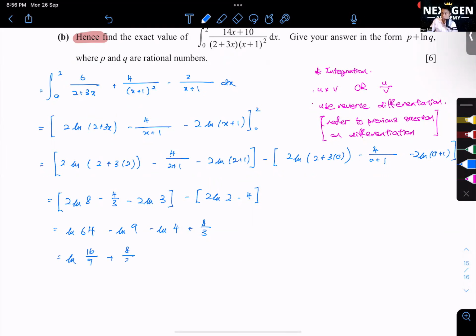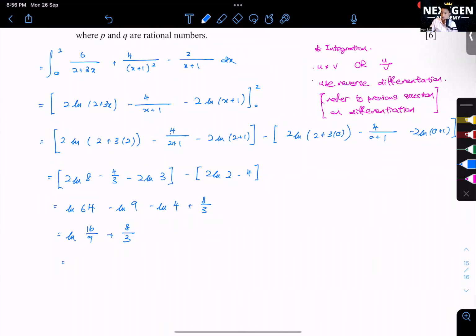plus 8 over 3. Try to put it in the form that they want. You see the question says in the form P plus ln Q, right? Like this.